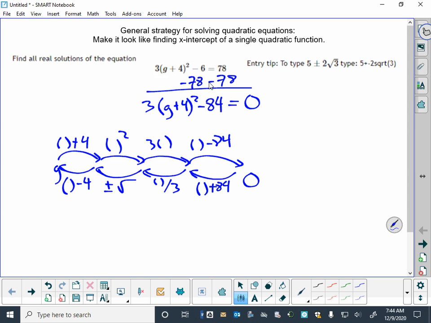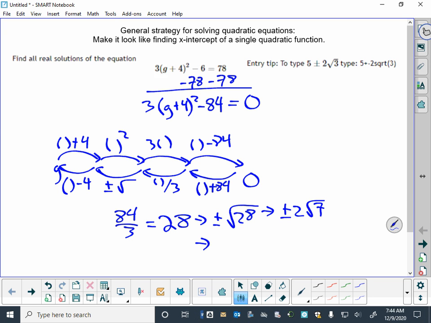So 0 plus 84 is 84. 84 divided by 3 is 28. And then to the 28, I do a plus or minus square root. So plus or minus square root of 28, which simplifies because that's 4 times 7, so plus or minus 2 root 7. And then subtract 4 from that, so my answer should be negative 4 plus or minus 2 times the square root of 7.